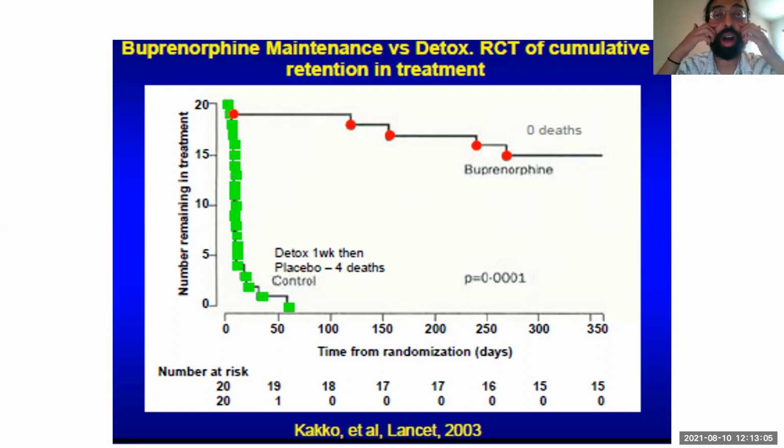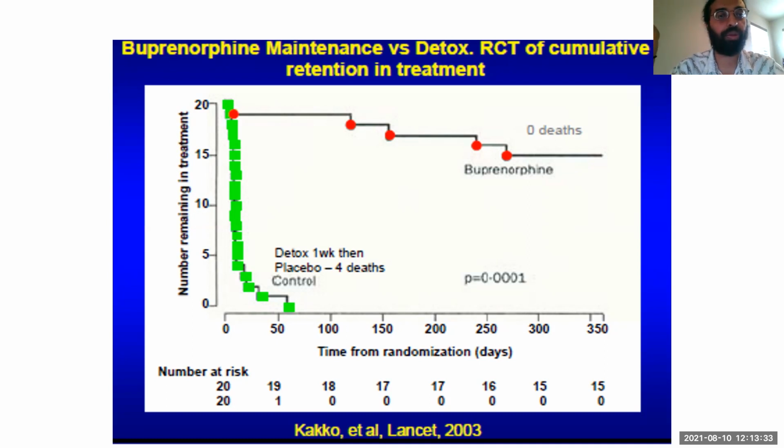And many of you who are ECHO regulars have certainly seen this slide before, right? Because we present it in each 12-week cycle. So these are all individuals with opioid use disorders. And what Kakko did is that they were randomized in two groups. The group with those red circles are the people who are maintained on buprenorphine. So they got started on buprenorphine and maintained on it. And the green square are randomized to detoxification.